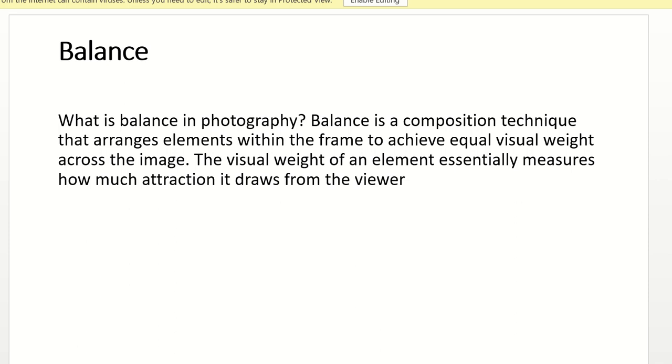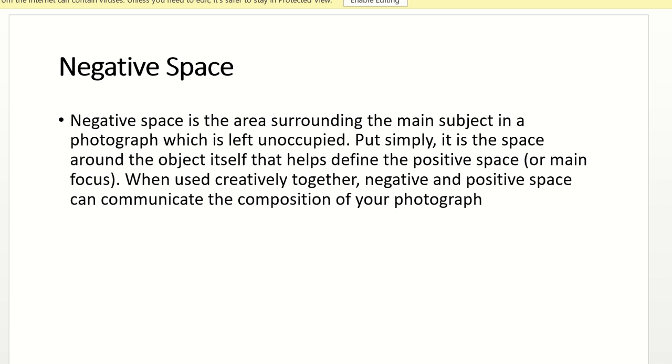Then I want to deal with the third one, that is the negative space. This is the area surrounding the main subject in a photograph, which is left unoccupied. Put simply, it is the space around the object itself that helps define the positive space or the main focus. When it is well used, negative and positive space can communicate the composition of your photograph. Specifically, it is just the surrounding of the main subject in a photograph.